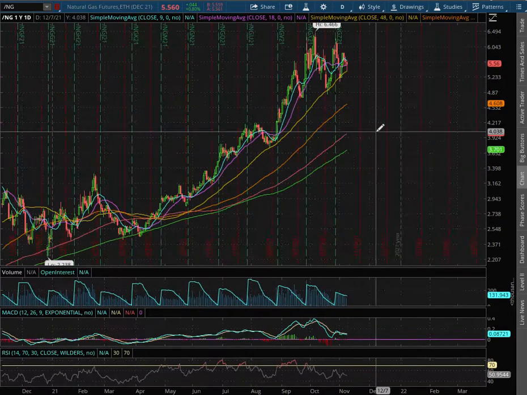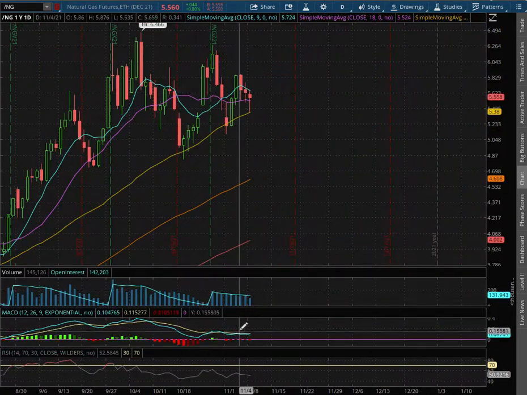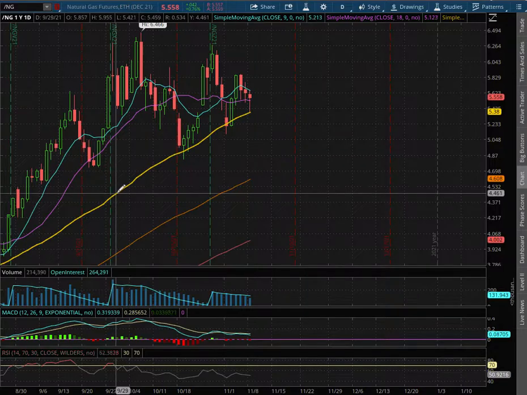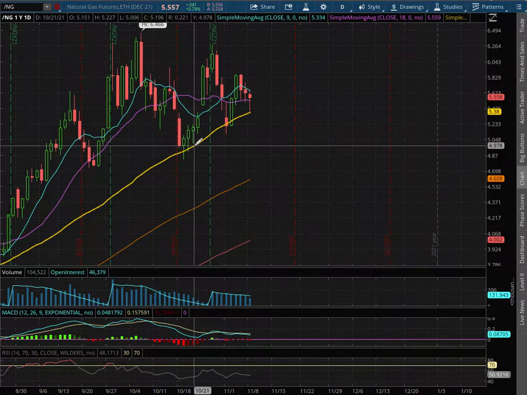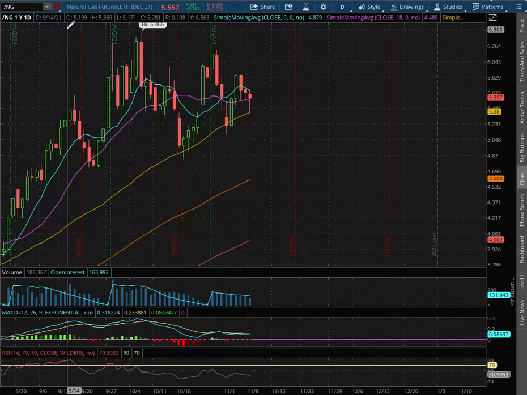As we extend out further to the daily chart, we are in positive MACD, and we're still resting right along the 50-day moving average, this yellow line, and that is at the price of $5.38.